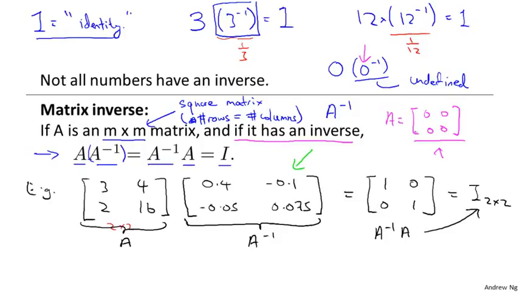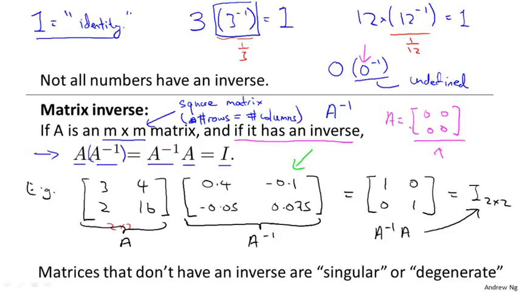And just to wrap up the terminology, matrices that don't have an inverse are sometimes called a singular matrix or degenerate matrix. And so this matrix over here is an example. The 0, 0, 0 matrix is an example of a matrix that's singular or degenerate.